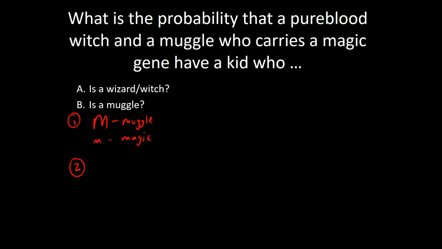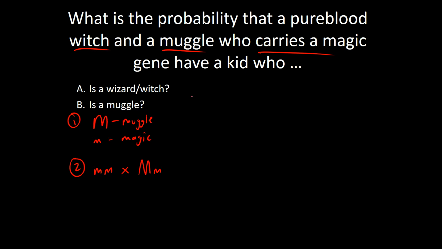Second thing I want you to always do is write the parents, write the cross of the parents down, okay. So pure blood witch, so little m, has a kid with a muggle who carries the magic gene. So in other words, somebody who's heterozygous. Okay, so that's the second thing.